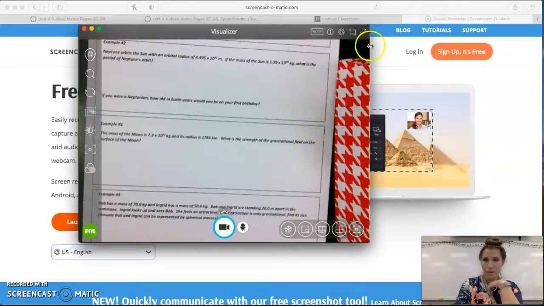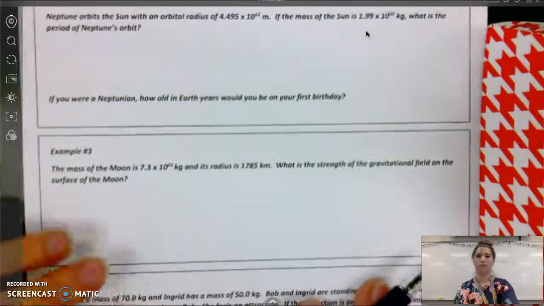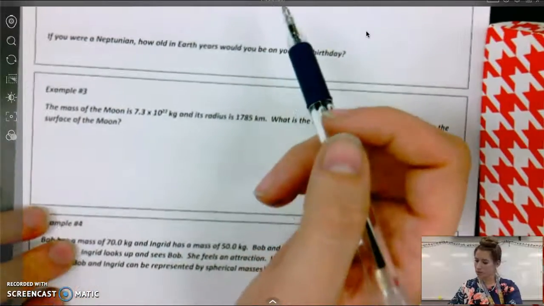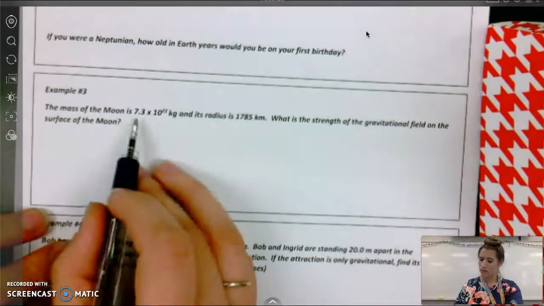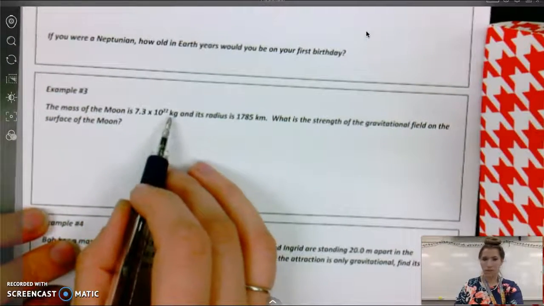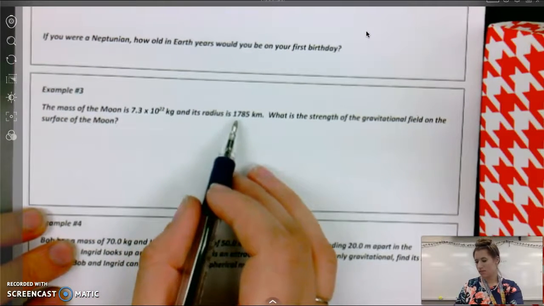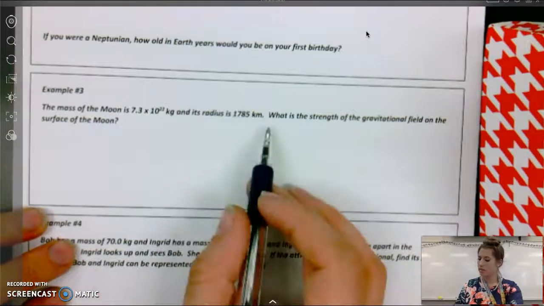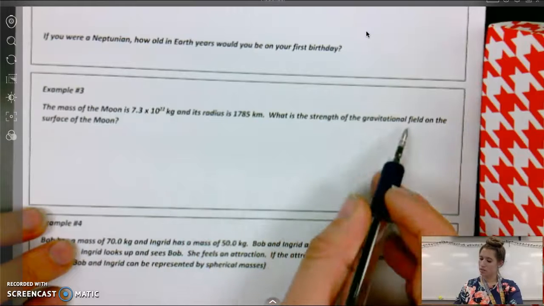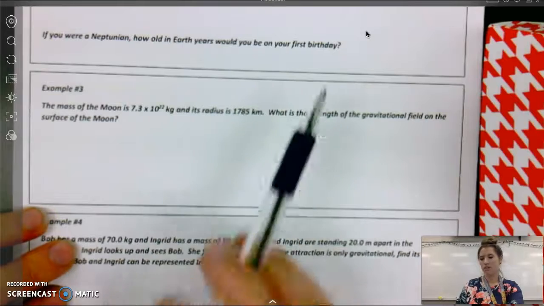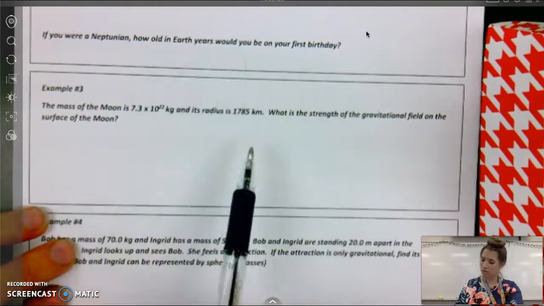Okay, let's wrap up this unit. Quick small unit. So we're going on to example number 3. The mass of the moon is 7.3 times 10 to the 22nd kilograms, and its radius is 1,785 kilometers. What is the strength of the gravitational field on the surface of the moon? Now, I want you to notice these kinds of questions, and we can refer back to number 1 as well.